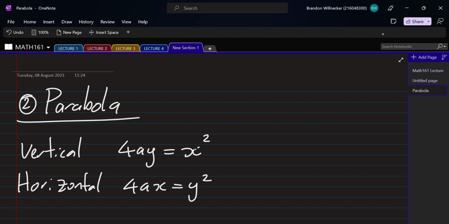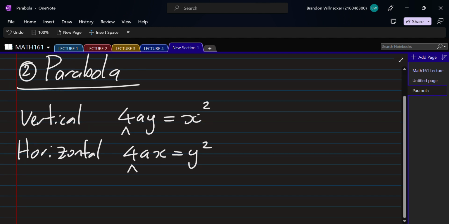Again, I point out this 4 over here. Please make sure if you're writing it in the standard form that you've got this 4. If you don't have it in this form, then your value of a will be incorrect, and your focus value will be incorrect because of that. So please make sure you have that 4 there.